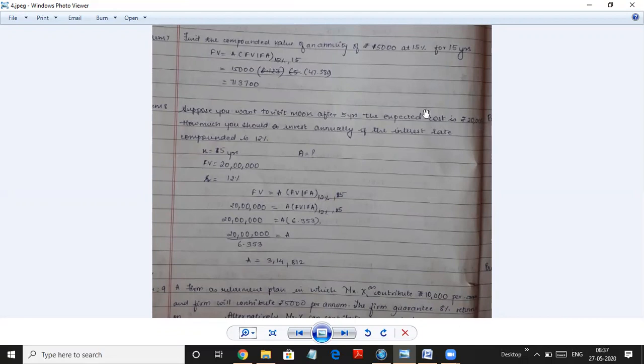That means the answer is given here. Future value is 20 lakh. How much should you invest annually? So annuity is not given. If you see in the previous problem, they had said find the compounded value or future value of an annuity of 15,000. So annuity was given. We had to find the future value. Here they are telling you after 5 years you need 20 lakh. So 20 lakh is already the future value. We need to find how much we want to invest every year. So annuity we have to find.